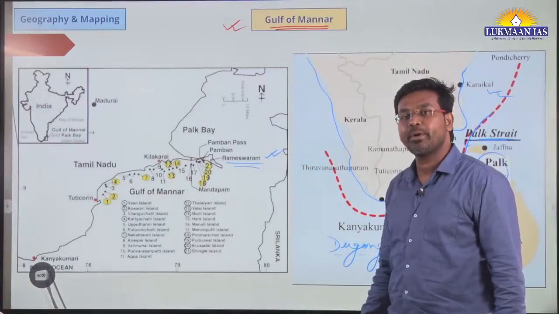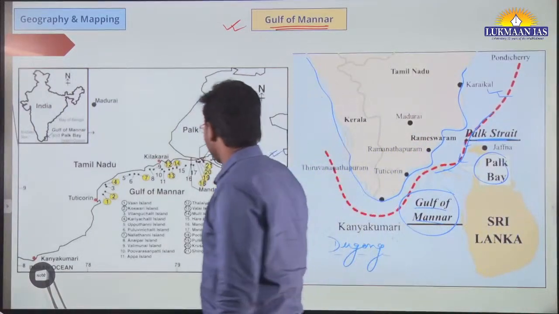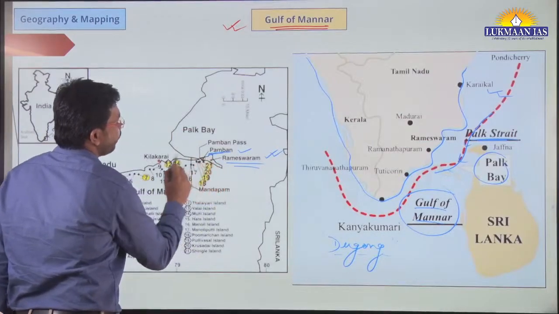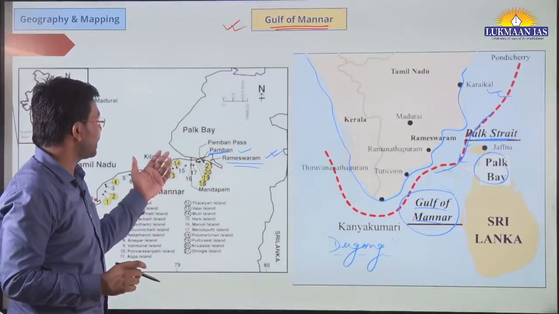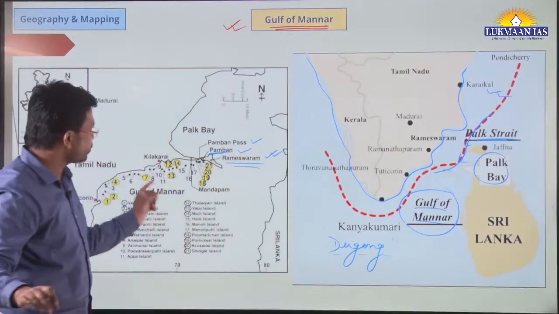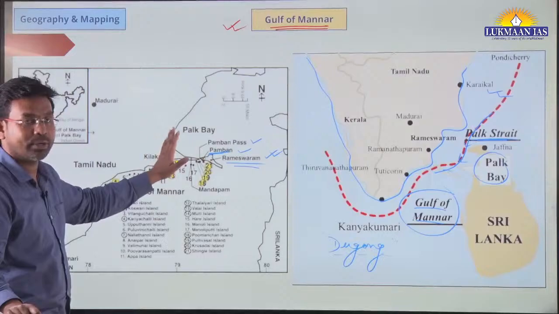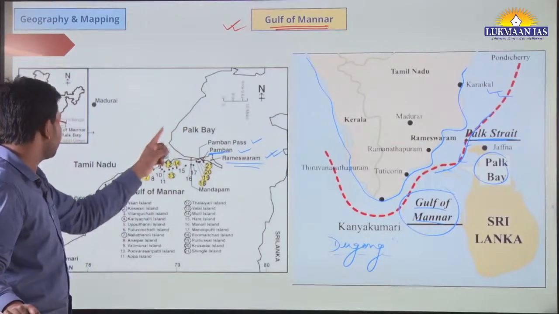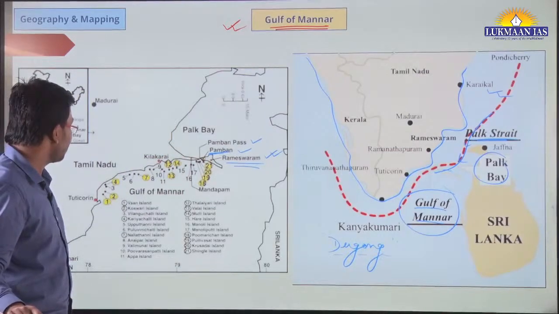There he has mentioned Rameshwaram. So this place is important, right? Then we have Pamban. Over here we have a bridge also, the Pamban Bridge, and we have Pamban Pass. These places also remain in the news. So you need to remember that these locations are very near to Palk Strait.